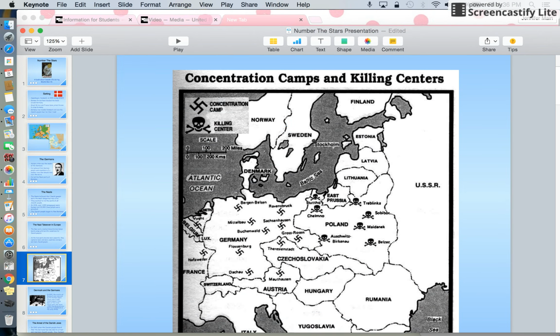Now, this map shows where concentration camps and killing centers were. And again, here's Denmark. Here's Germany, and here's Sweden. Take a look around Germany. Anywhere that you see this little symbol, this one here, those were concentration camps. And anywhere you see the skull and crossbones were killing centers. If you're not familiar with it, this symbol right here is called a swastika.